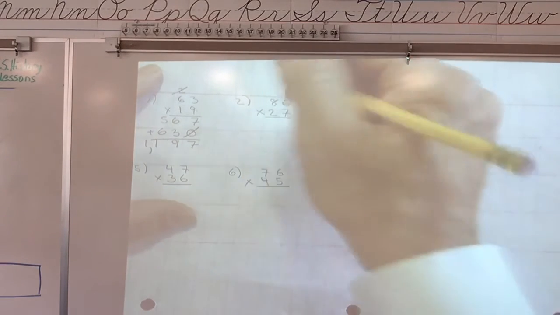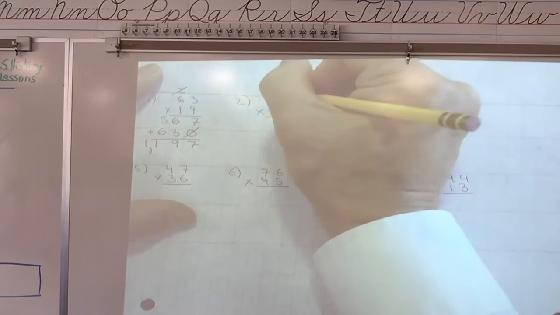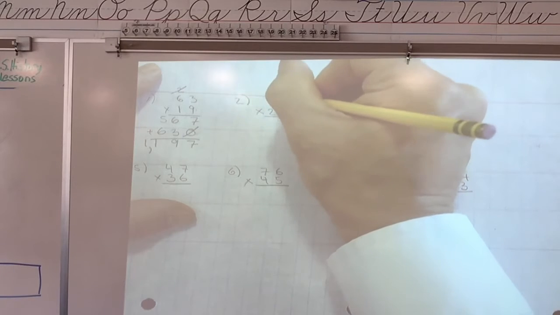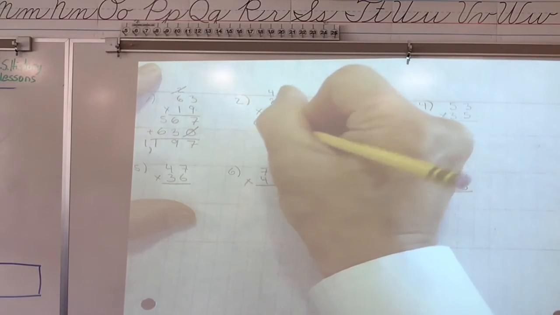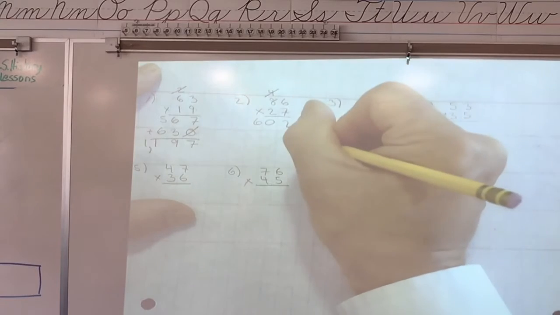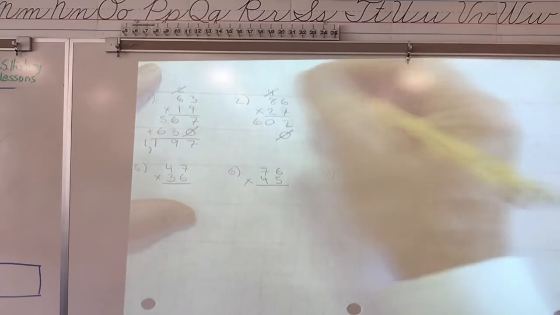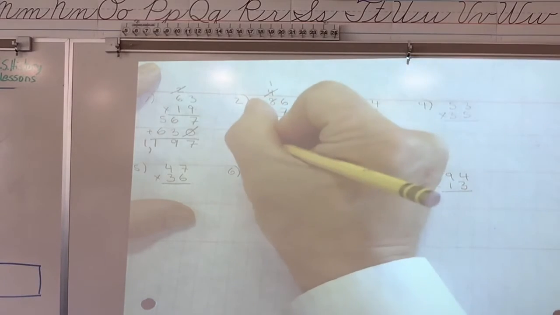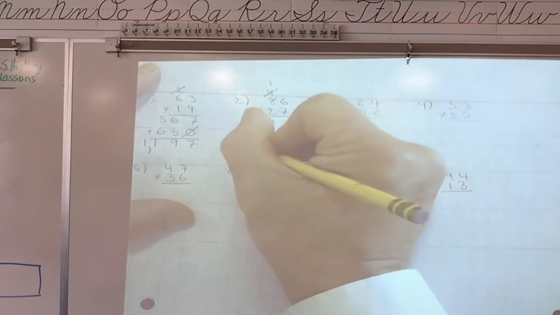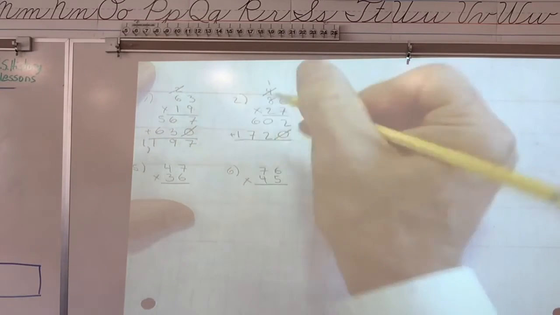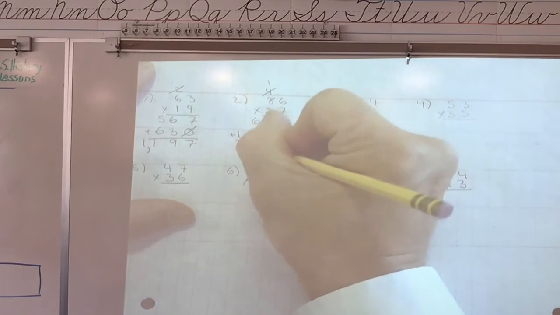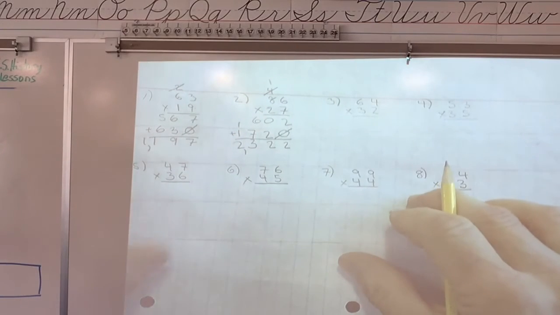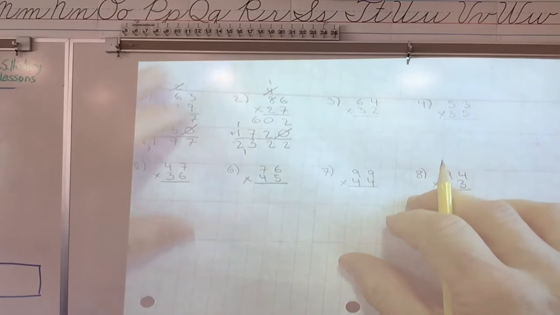Okay, next one. 6 times 7, 42. 7 times 8 is 56, plus 4 is 60. I'm going to cross that out. Oh, look at that, I remembered to do that this time. 2 times 6 is 12. 2 times 8 is 16, and 1 is 17. Add the two partial products up, and I get 2,322. All right, next one.